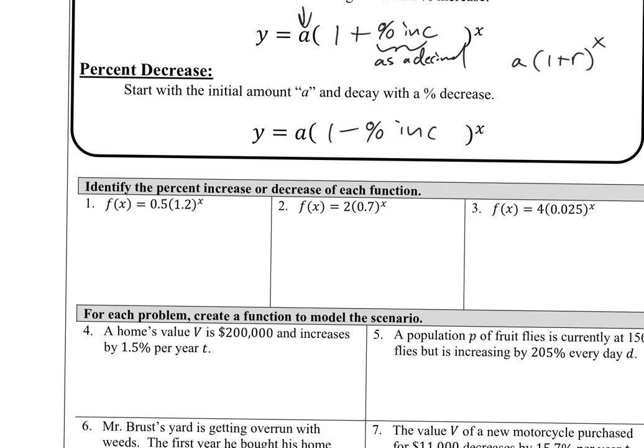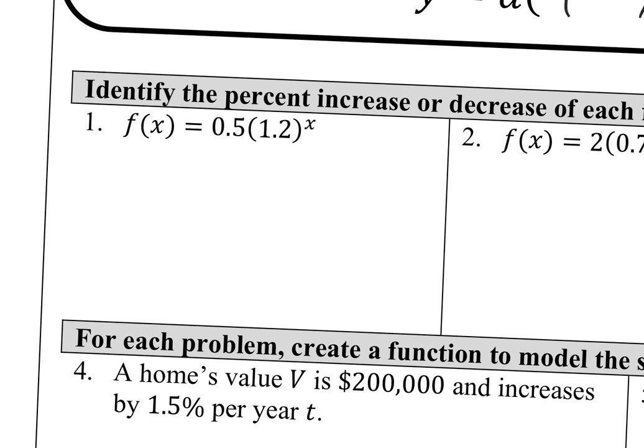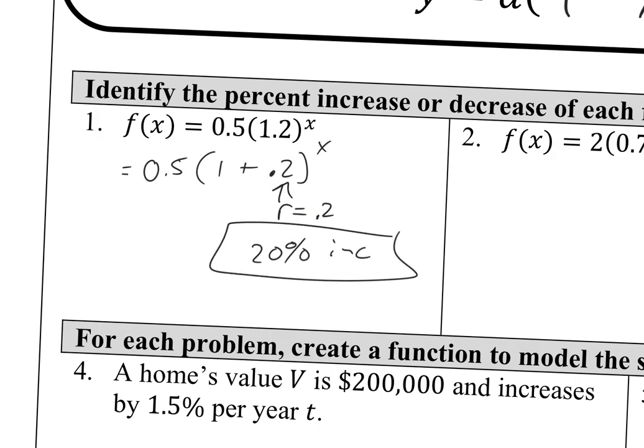Identify the percent increase or decrease of each function. Super simple. If I was to rewrite this, this would be 0.5, and then I could think of this as 1 plus 0.2 to the x. So therefore my r is 0.2, and as a percentage, we would say that's 20%. So it's a 20% increase, because we know it's an increase because this value here is greater than 1.